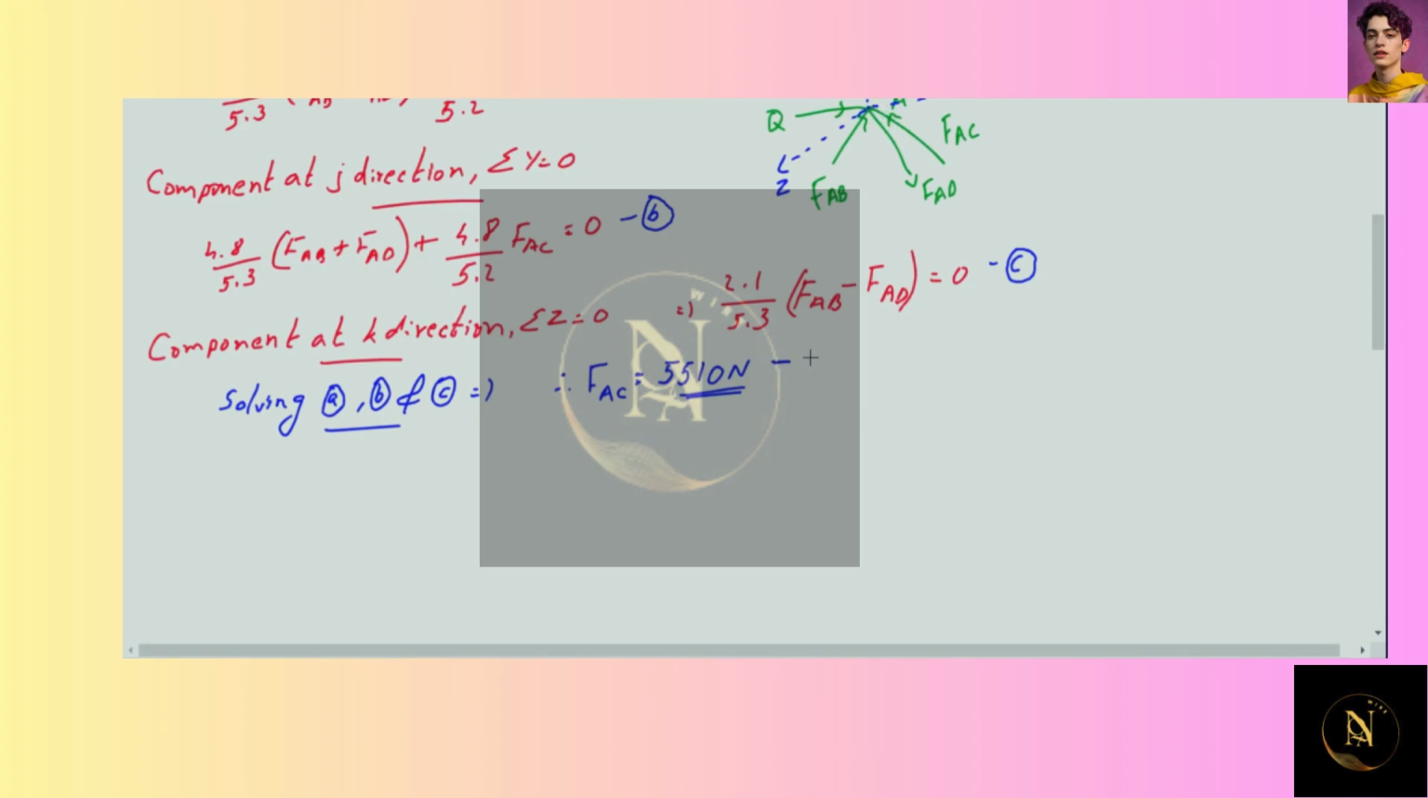Let's denote it by the letter C. And FAB will be equal to FAD, and that will be equal to 2810 Newton, and the FAD is actually going outward from the point A, so that means that creates tension. Let's denote it by the letter T. Now let's move to the next one.